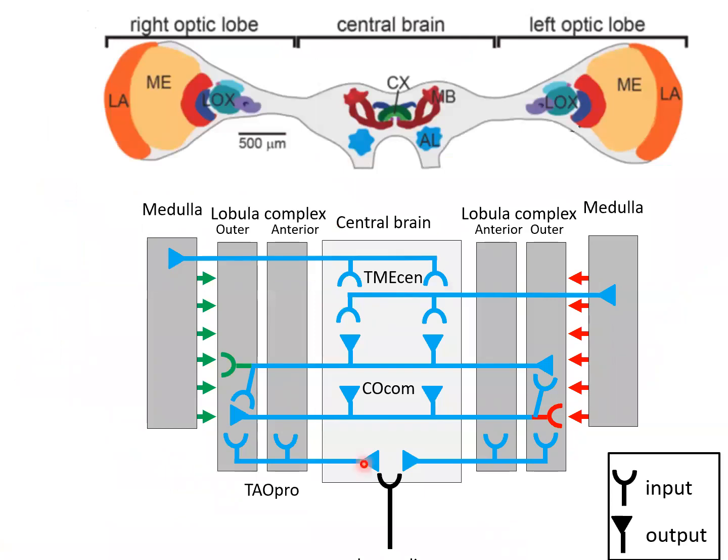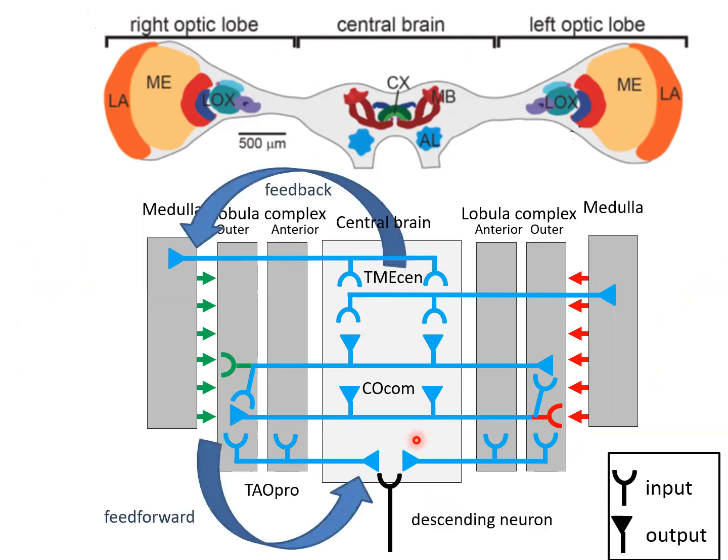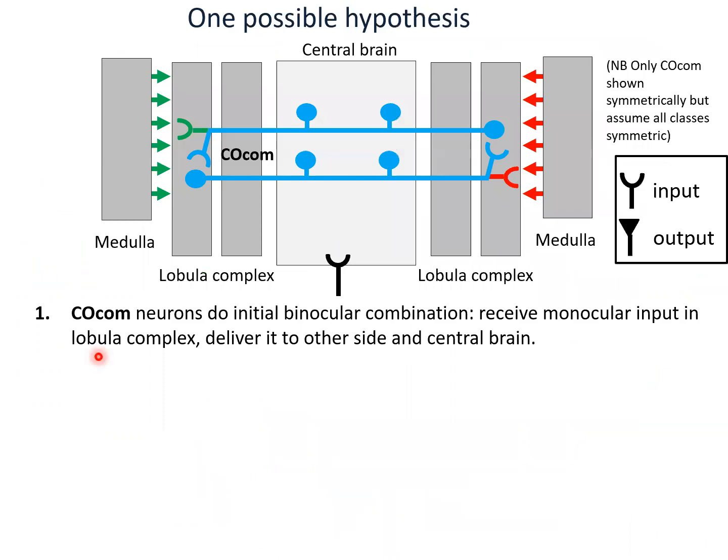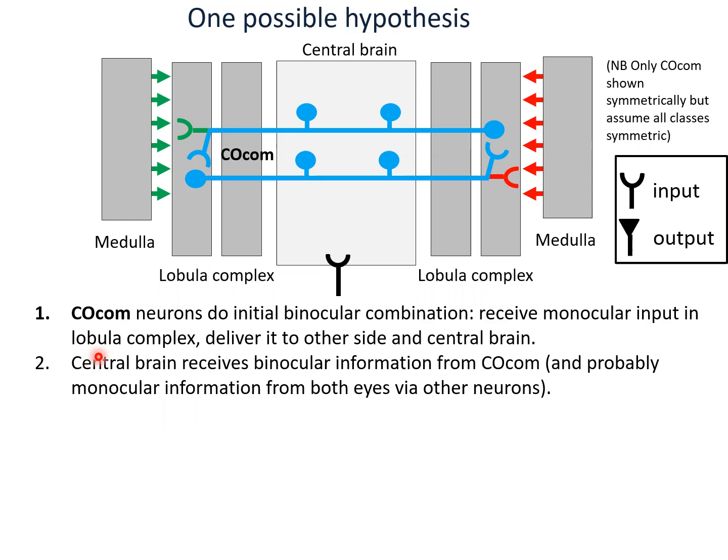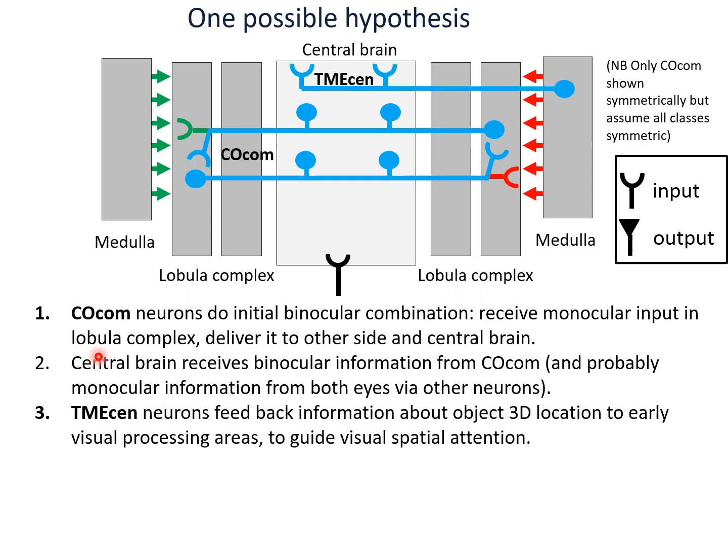And so putting that together in this sort of diagrammatic form, here is some of the circuitry that we've uncovered about mantis stereopsis. And because I couldn't resist putting together a bit of a working hypothesis about what this might be doing, it's interesting we've got these feedback loops, which I don't think we've got proof of in primate stereopsis, although we certainly believe they exist. So here's one working hypothesis to shoot down over the next few years. CoCom neurons do the initial binocular combination, as suggested, and then the central brain gets some information about that from CoCom. And then it can give that information to TME-sen, and maybe those are helping guide the spatial attention.